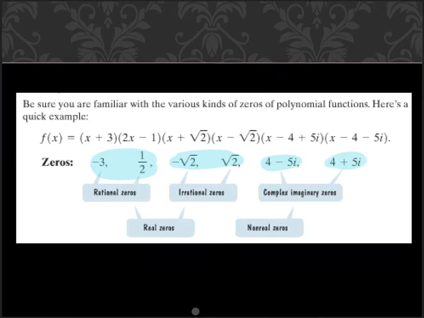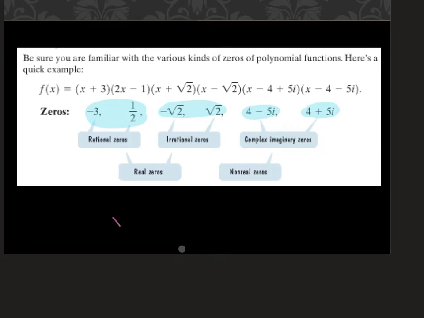So if I look at a function raised to the 6th power, the highest exponent is 6, that means there are 6 roots. That doesn't mean there's 6 real roots. That doesn't mean there's 6 distinct roots. They could be duplicated, but they can also be imaginary.